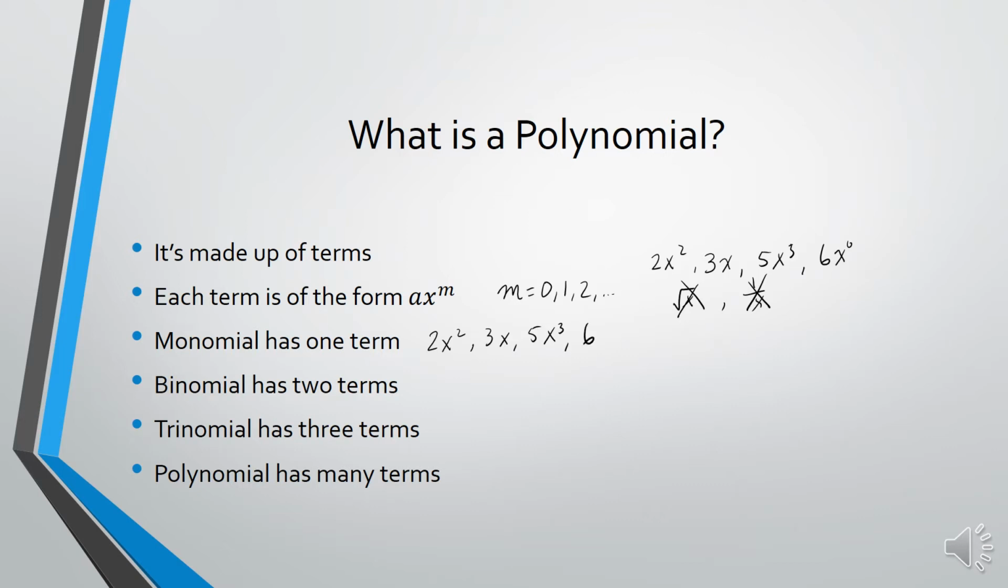Binomials are going to have two terms. So something like 3x minus 1, maybe 5x squared minus 2, 6x cubed plus 4x. Those are all binomials. A trinomial is going to have three terms. So something like 3x squared minus 4x plus 1, or something like x squared minus 2x minus 8. Those are trinomials. And then polynomials can have as many terms as you want. Everything I've listed is a polynomial. They're just special cases of polynomials.